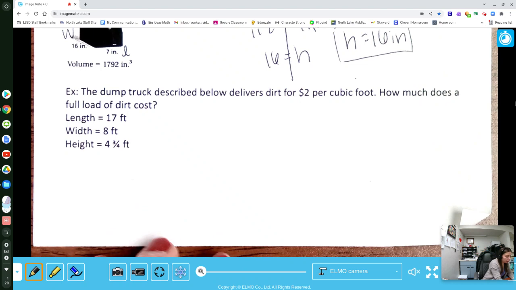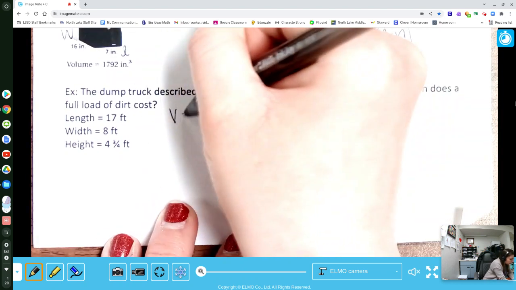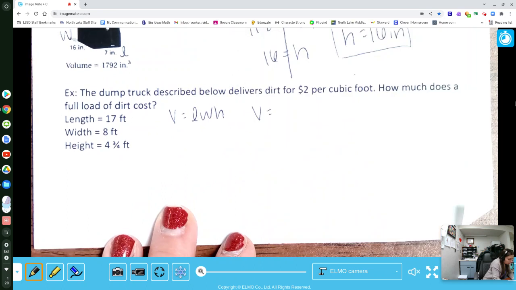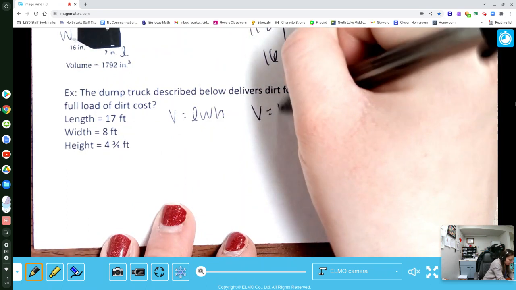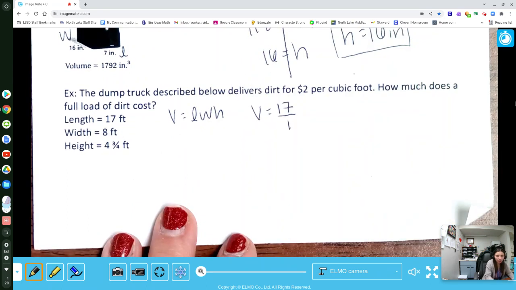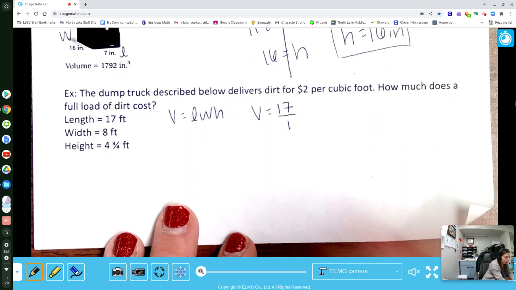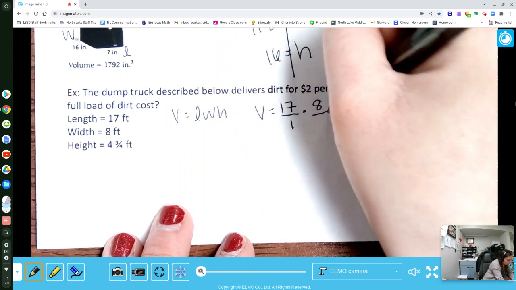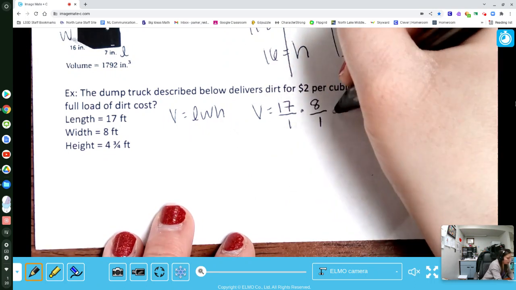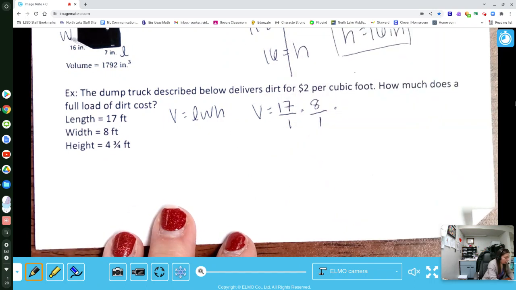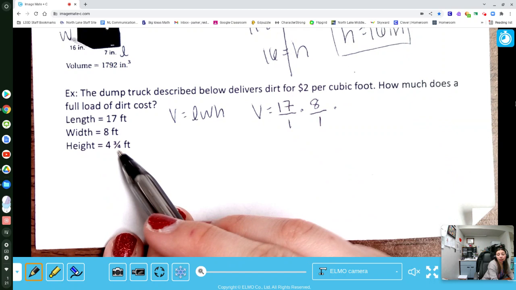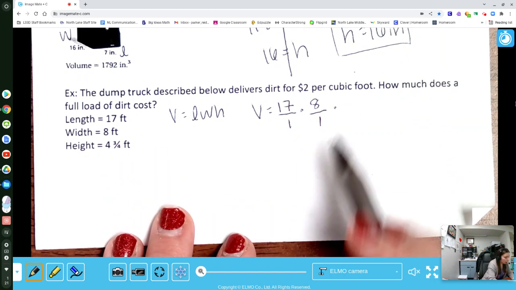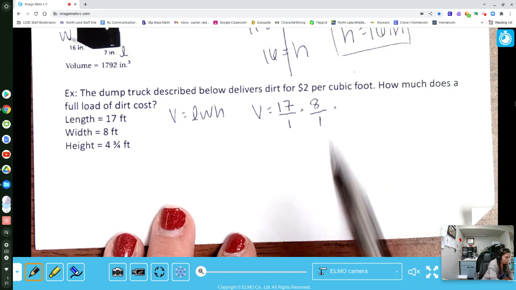I need to figure out how much dirt is going to fit in it. So the volume is the length times the width times the height. So my length is 17, and I'm going to write that as 17 over 1, because I'd like it to have a numerator and a denominator. Times width is 8. I'm going to write that as 8 over 1 because, again, I'd like it to have a numerator and a denominator. And finally, my height, 4 3/4. This needs to be rewritten as an improper fraction, so I'm going to do that over here first, and then I'll write my new height over here.